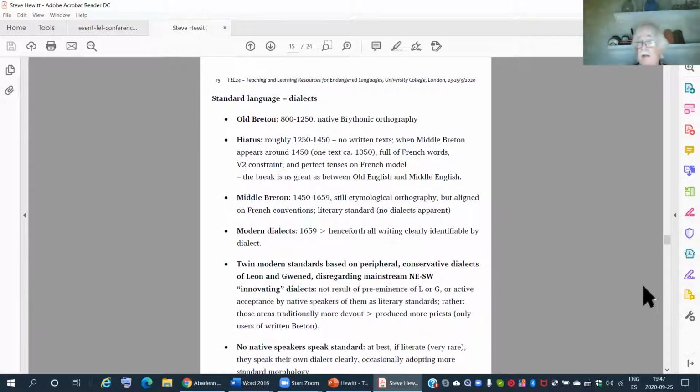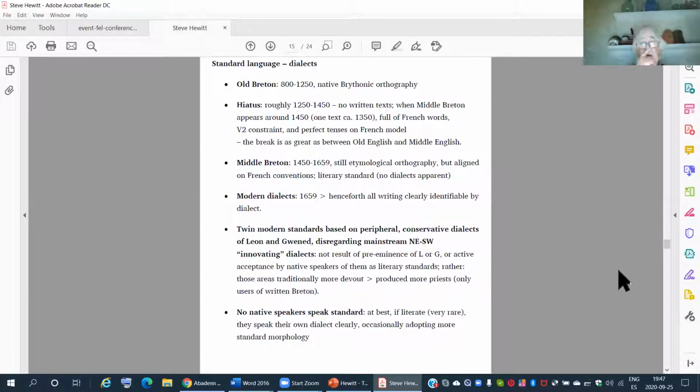Standard language and dialects, again, I think you can pick this up. The main point here is that the twin modern standards are based on peripheral conservative dialects, and they disregard the mainstream northeast and southwest innovating dialects. No native speakers speak standard. At best, if they're literate, which is very rare, they speak their own dialect clearly, occasionally adopting more standard morphology.